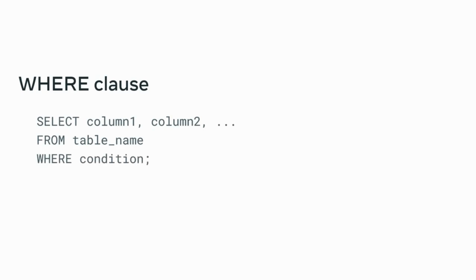To better understand how the where clause is used, it may help to break down its syntax in a SQL select statement. The syntax begins with a standard SQL select statement, followed by the columns you want to query. Next is the from clause, followed by the table name. Then you can bring in the where clause. After the where clause, you can specify a condition.